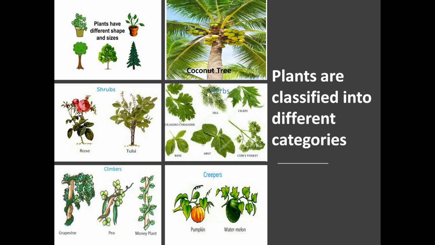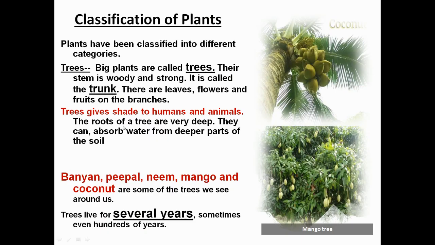They look like bushes. Bushes means spread out into thick clump. Again, you will not understand what is clump. Clump is a small group of plants growing together. So on the basis of size and lifespan, plants are classified into trees, shrubs, herbs, climbers, creepers. Let us learn more about these different categories in detail.